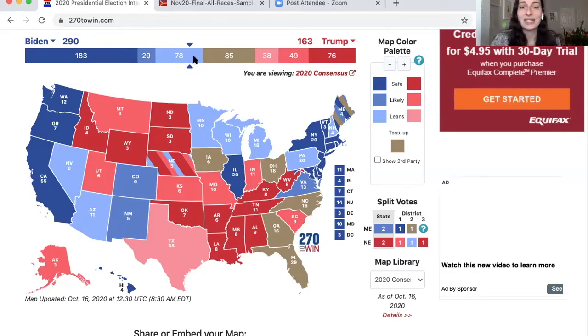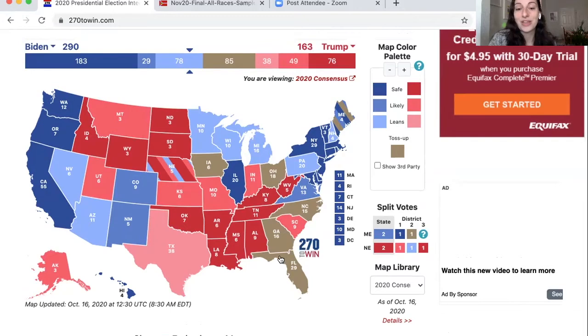Again, these are just predictions, and we don't know yet what will happen. But let's see what happens if... and I forgot to mention this interesting bronze color that we see here. That means that those states are a toss-up. We don't know yet which way they're going to go, and they really could go either way.